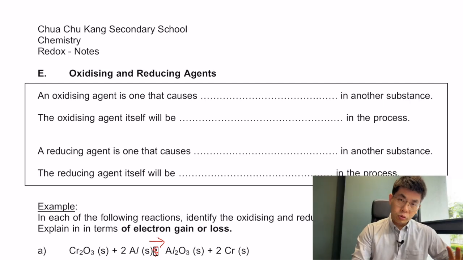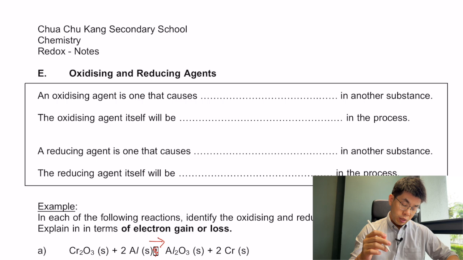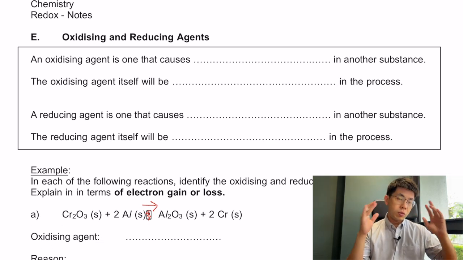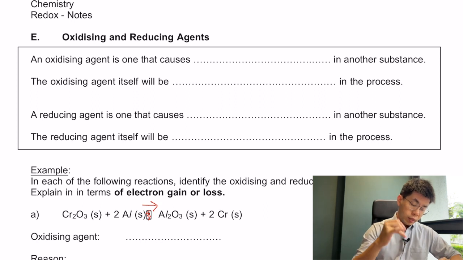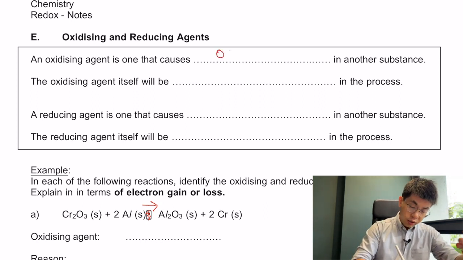Hi everyone, and today we'll be learning about oxidizing agent and reducing agent. Okay, so oxidizing agent and reducing agent can be a little confusing, so please try to concentrate over here. So oxidizing agent is something that causes oxidation in someone else.